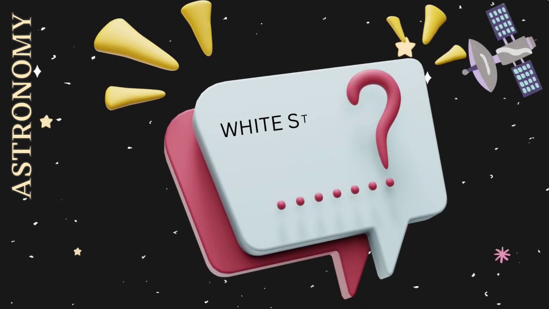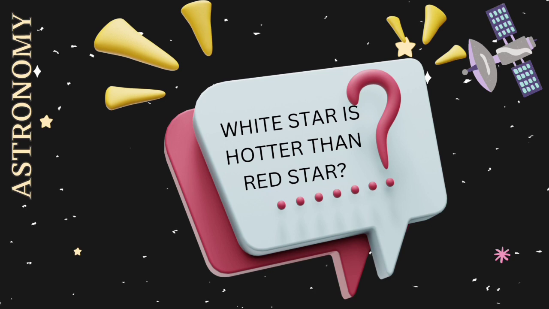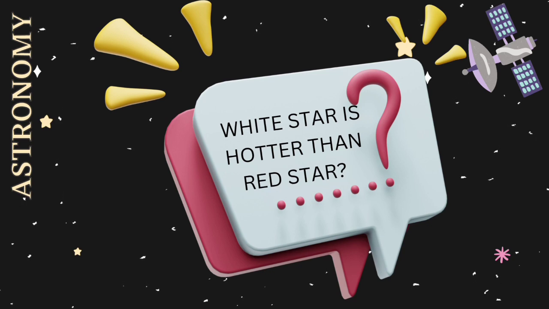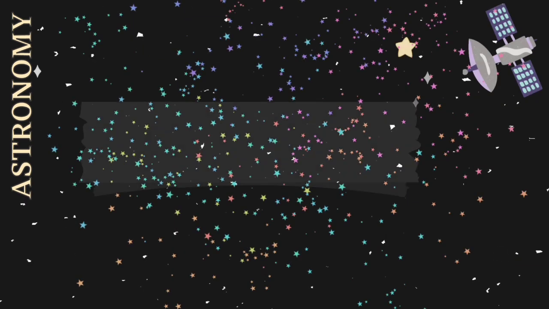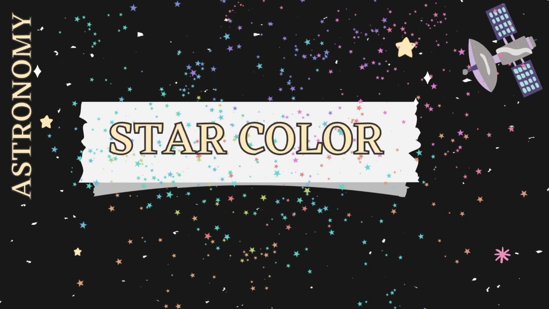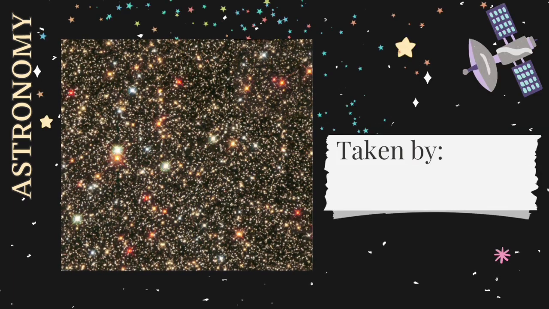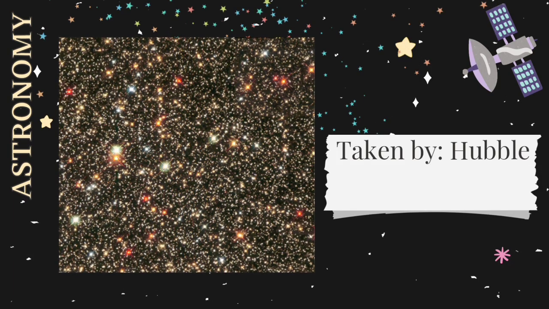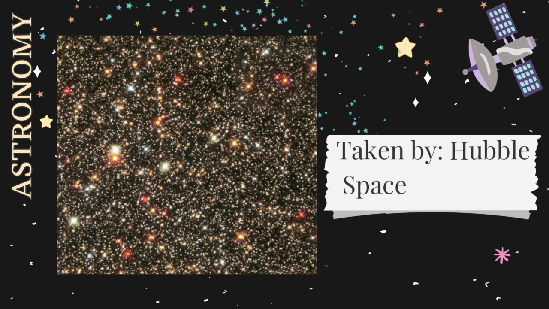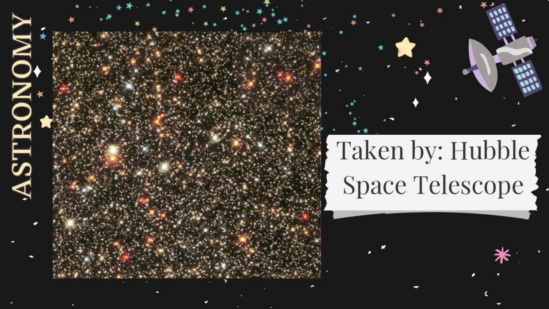Now, as we deal with stars, do you know that hotter stars are whiter and cooler stars are redder? Our last topic would be all about star color. Look at the beautiful picture of the stars in the Sagittarius star cloud. The stars show a multitude of colors including red, orange, yellow, white, and blue.